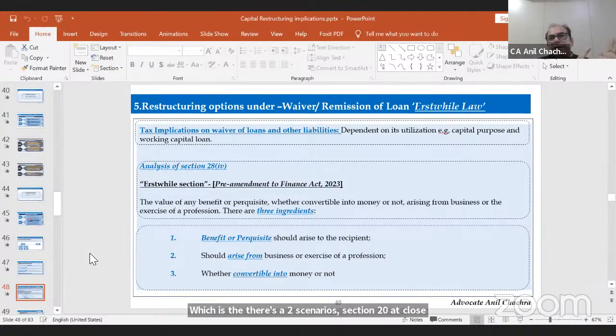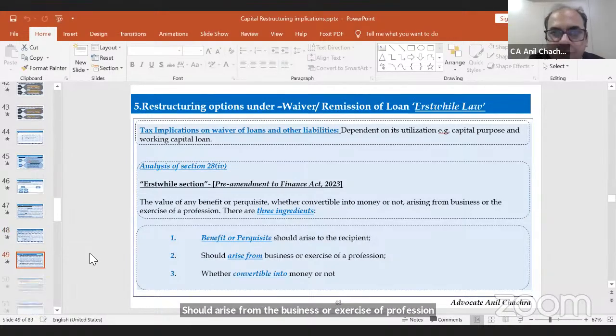The Pre-Finance Act 2023 and Post-Finance Act 2023. So Pre-Finance Act 2023 has three limbs basically. Benefit or perquisite should arise to the recipient, should arise from the business or exercise of profession, and whether convertible into money or not. So this third limb is very important, whether convertible into money or not, right?